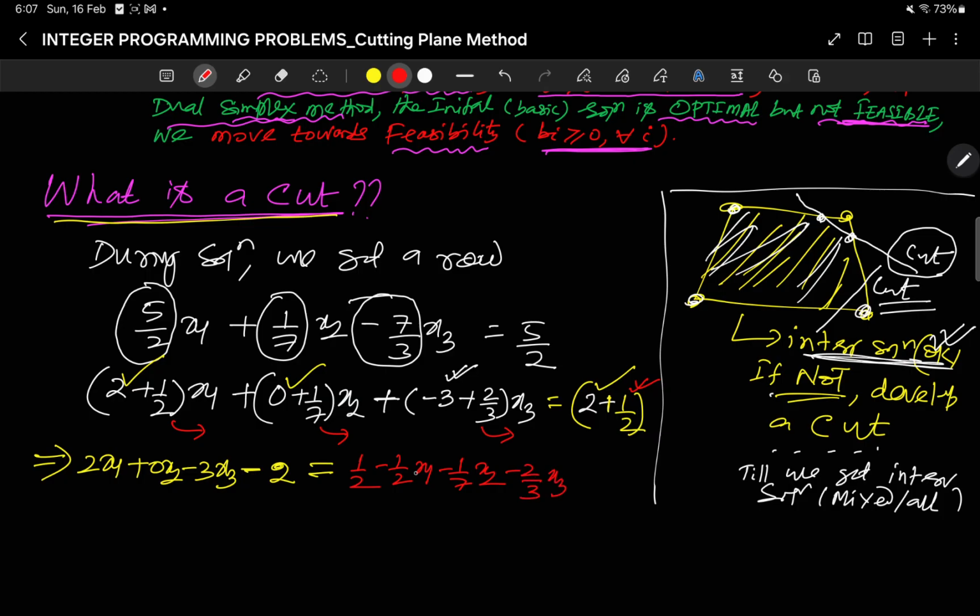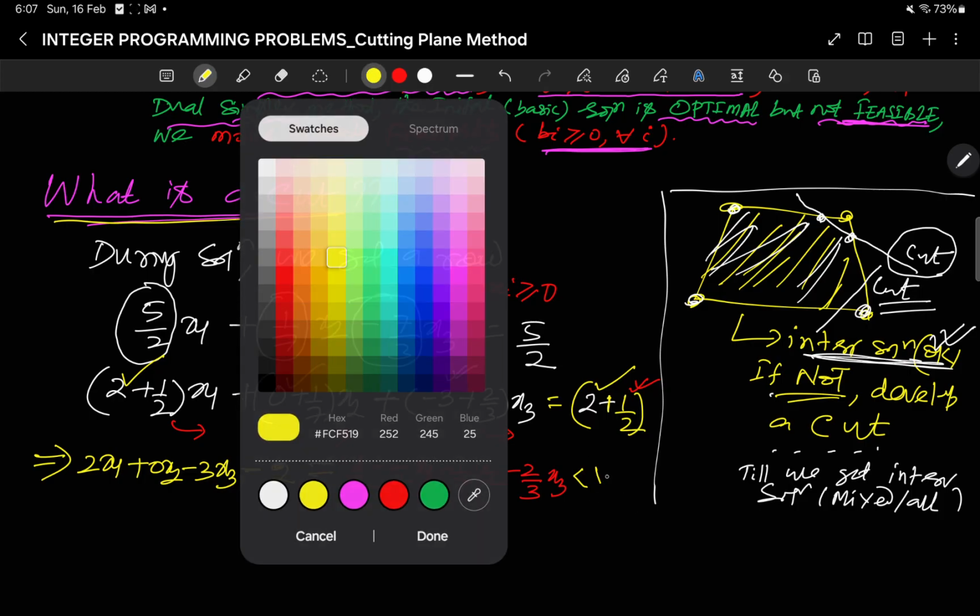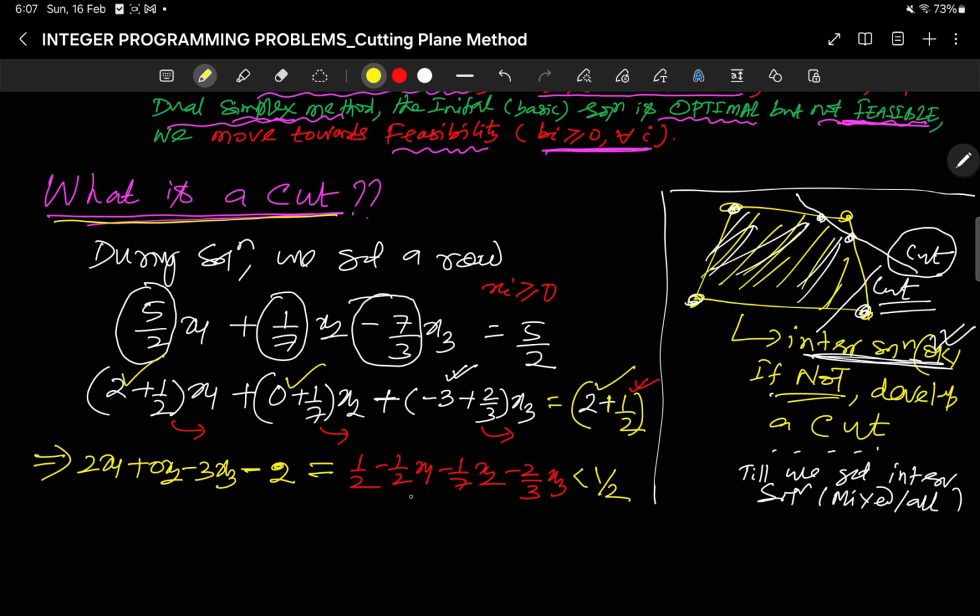Since the xi's are non-negative, this must be smaller than half, is it not? So this must be smaller than half, because it is half minus something non-negative. But you see here, the left hand side is an integer, as per the integer restriction, xi is integer. So the left hand side is an integer, and so the right hand side must be an integer.